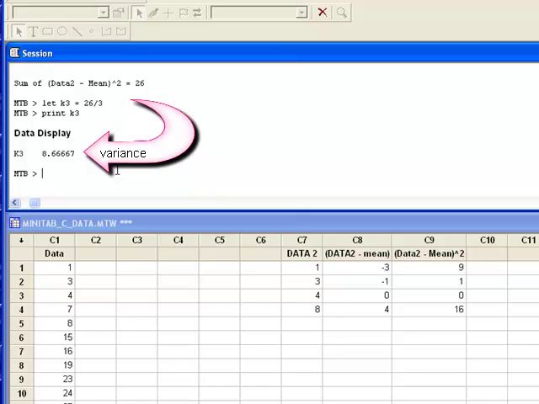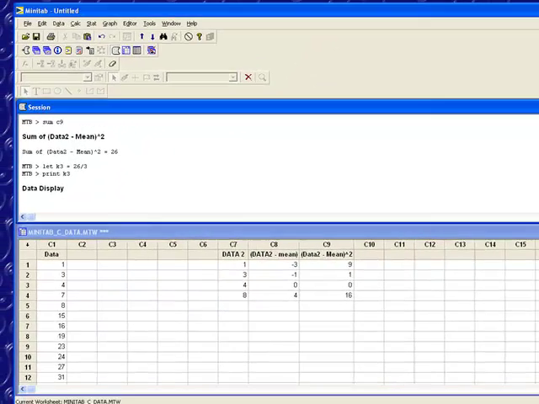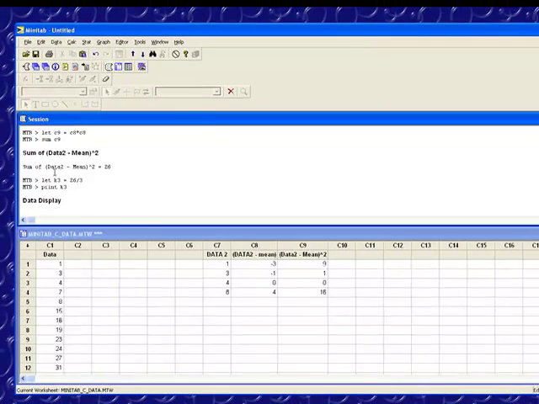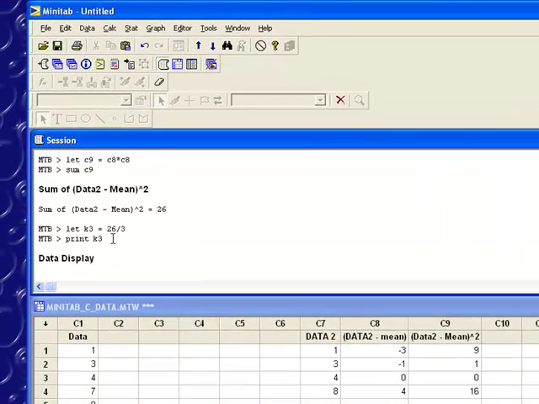Now some of the homework asks for the sum of the squares. Well, we have the sum of the squares. Just before we did the K3, when we did the sum of the data, it was 26. That's the sum of the squares. This now, K3, is the variance.